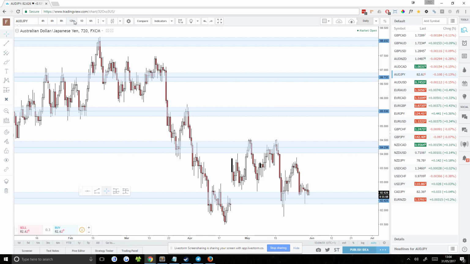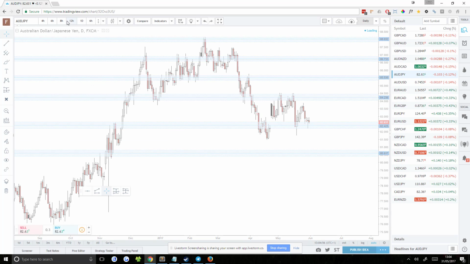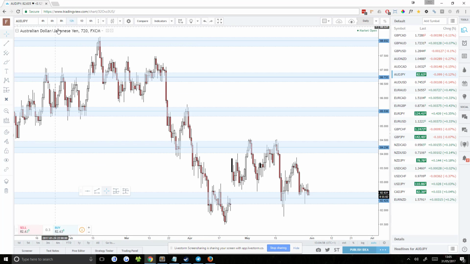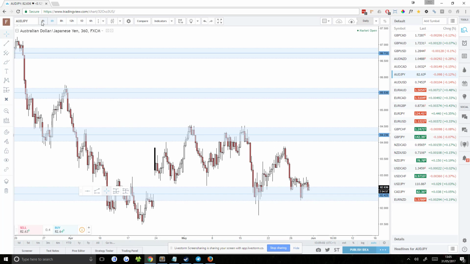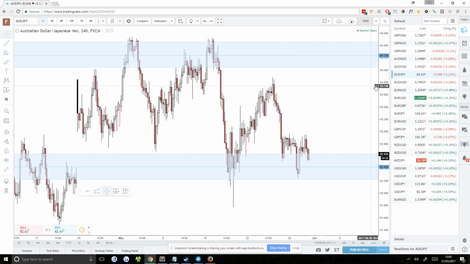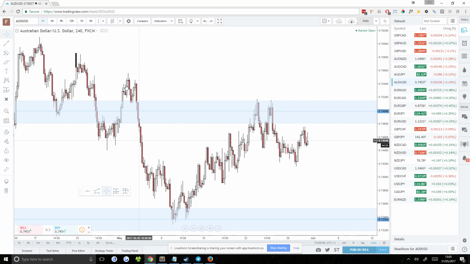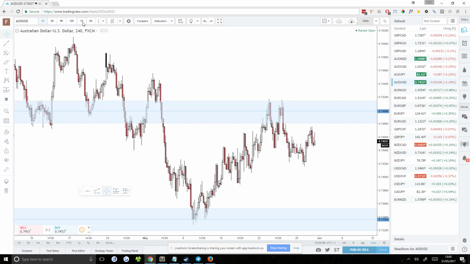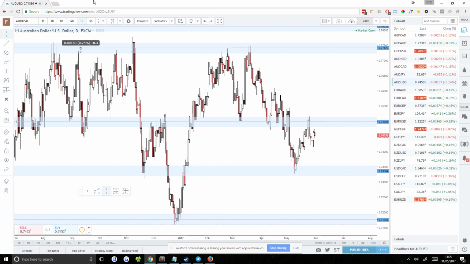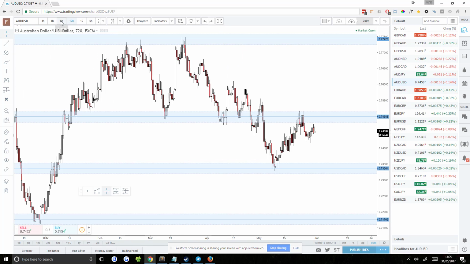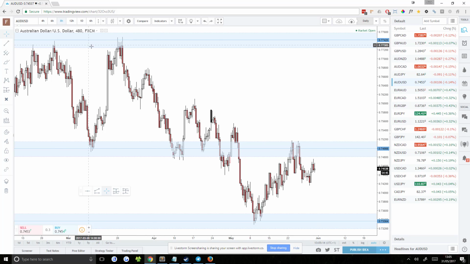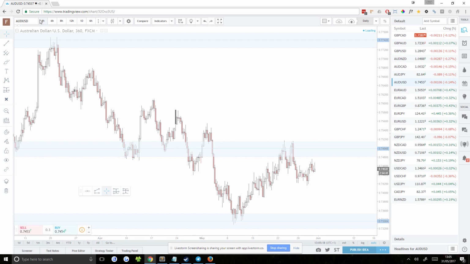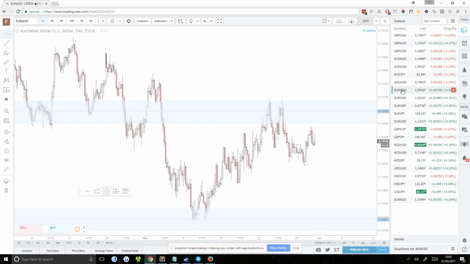All right, AUD-JPY. What's happening with AUD-JPY? Nothing much really. Stuck on this support area. Can't get through it. AUD-USD has pulled back a little bit. This is going to be a slow move down if it starts moving down. Very slow move down. Nothing really tradable there.